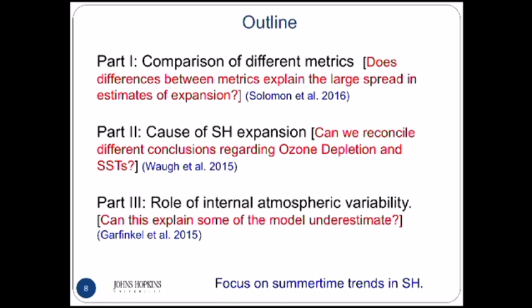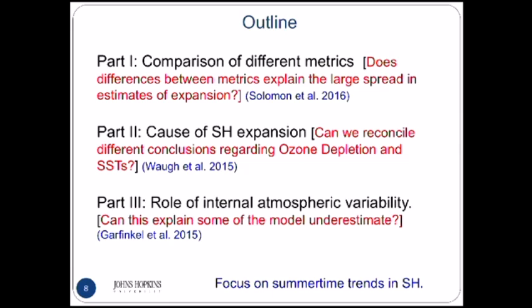So for the outline, I'm going to try to summarize three studies that I've been involved with, not in the order that we did them, but in the order of answering these questions. Most of these are going to be model-based. The first is this issue of these different metrics.